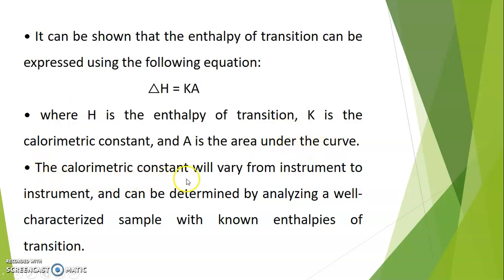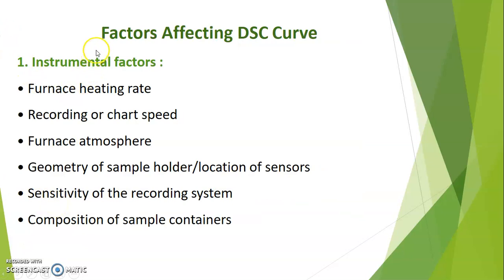The calorimetric constant will vary from instrument to instrument, and it can be determined by analyzing a well characterized sample with known enthalpies of transition. So let us see some factors which affect the DSC curve. Instrumental factors and sample characteristics are the two main factors which affect the DSC curve which is required to analyze the drug. Now we will see the factors one by one.